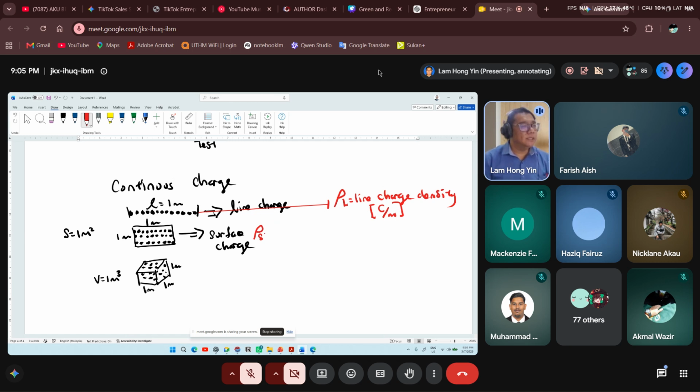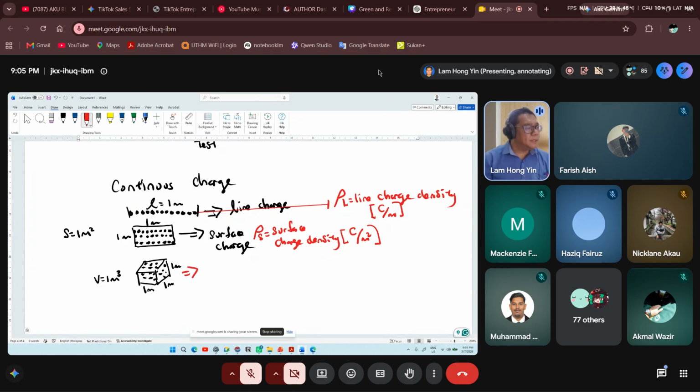And this rho S is called surface charge density, right? And the unit is coulombs per meter square because you count how many coulombs in 1 meter square.